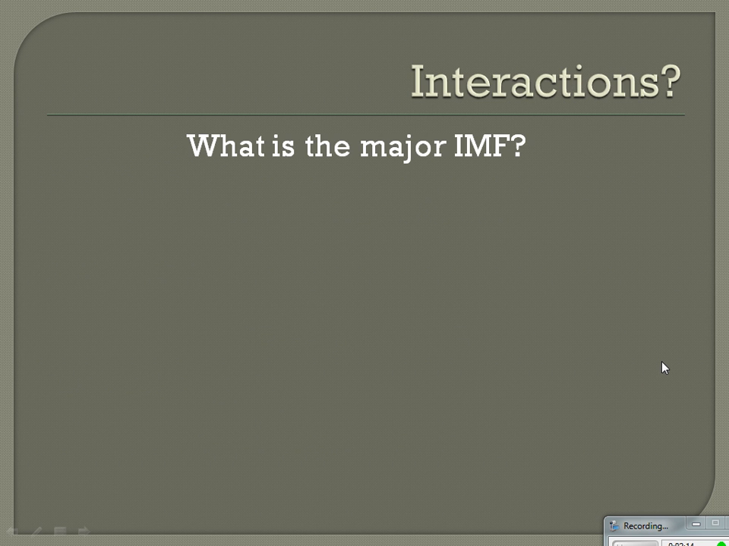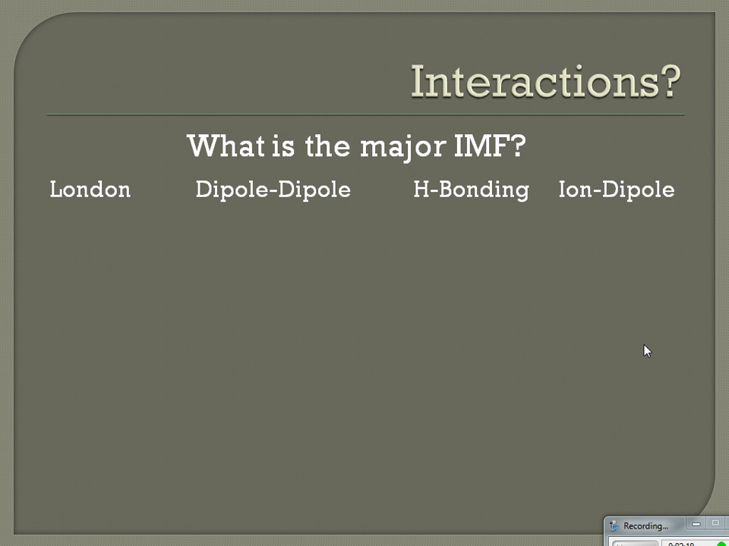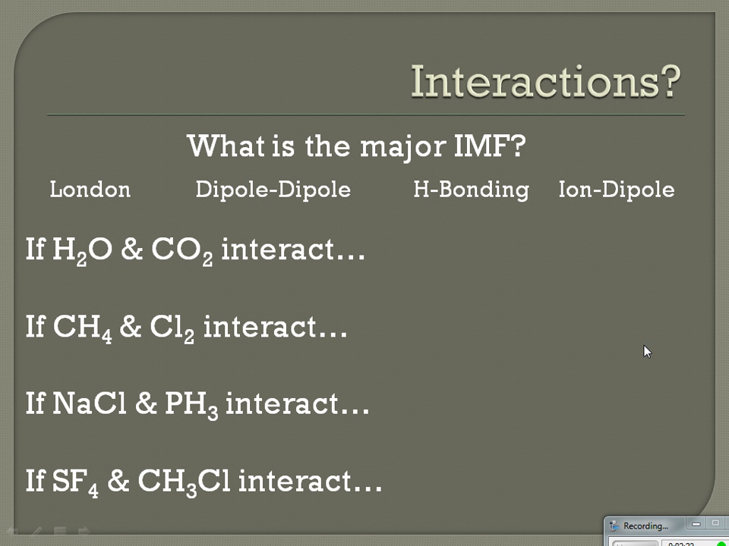All right, here we go. Interactions. There's a lot of them here. What is the major IMF? Here is a word bank. You have London, dipole-dipole, H bonding, and ion dipole. All right, so what I want to know is the following four. And again, I'd pause it and let you figure this out yourself. But I'm going to continue on.